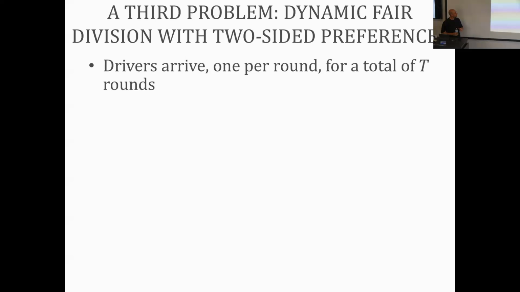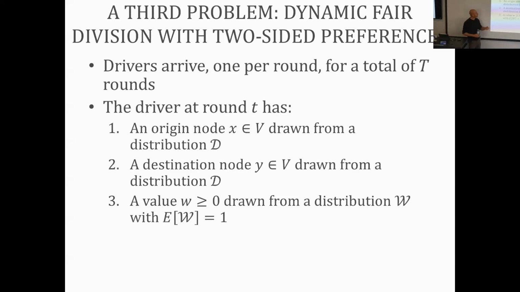So now in my problem, drivers will come one at a time. A driver at time T will sample a node to be its origin, will sample a node to be its destination, and will sample a value. That's how valuable the food they have is.